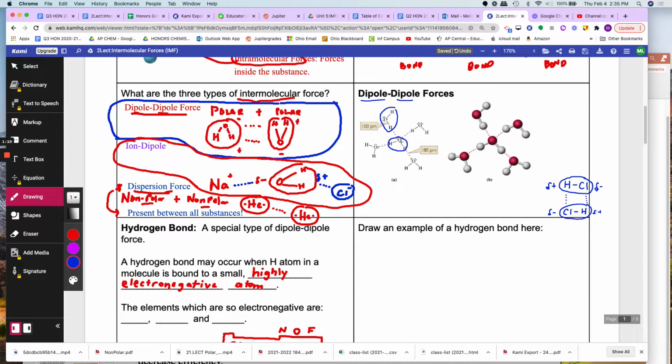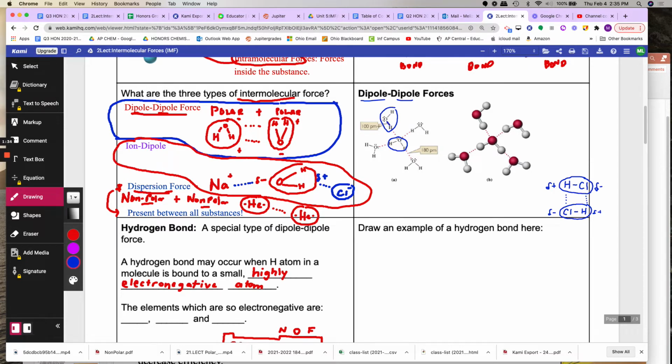I just wanted to show you this image because water is so special. As you can see, for every one water molecule, you can have multiple dipole-dipole forces occurring. And this is one of the reasons why water has such a high surface tension, where it's so hard to break all those different dipole-dipole forces.